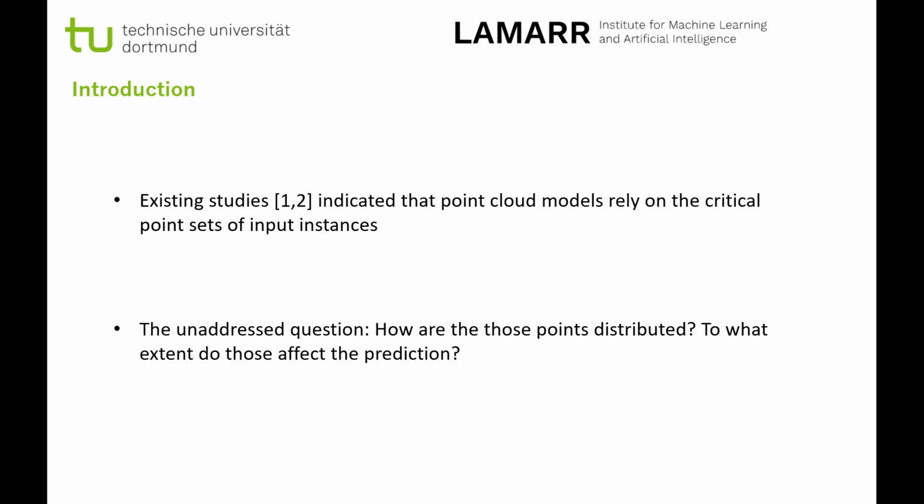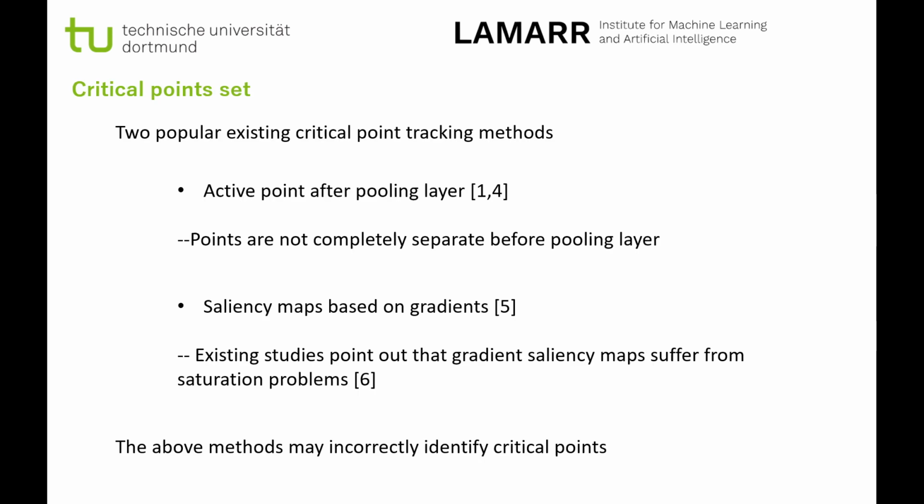However, there is a gap in how these critical points are distributed and how sensitive the predictions are with respect to the points. There are mainly two popular ways to check critical points, which are widely applied in the existing studies. One is to find the active points after the pooling layer, and the other is to backtrack the points which have large gradients. However, both methods have the drawback that they cannot accurately locate the critical points.